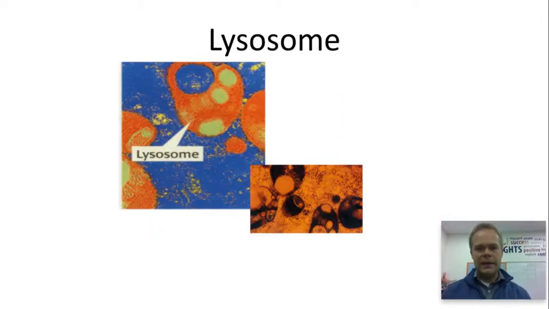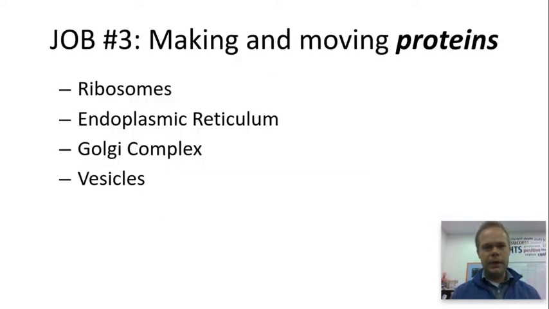And then a lysosome is like a little garbage truck or a little garbage crew. They clean up any waste, get rid of the garbage after breaking down the food. They get it out of the system, like a little garbage crew. Finally, we have job 3. Now, job 3 is all about making and moving around proteins.